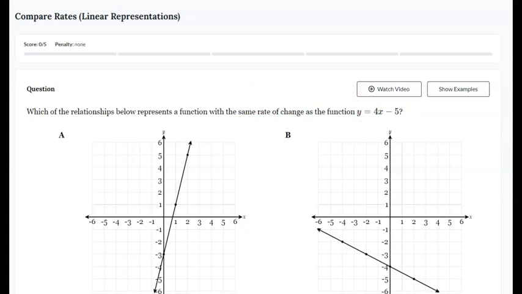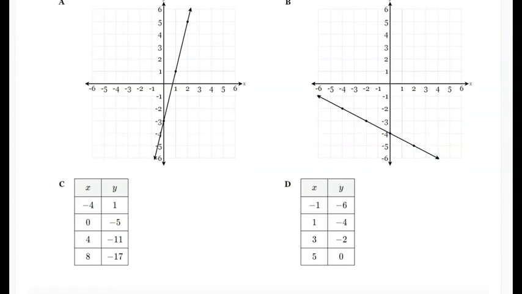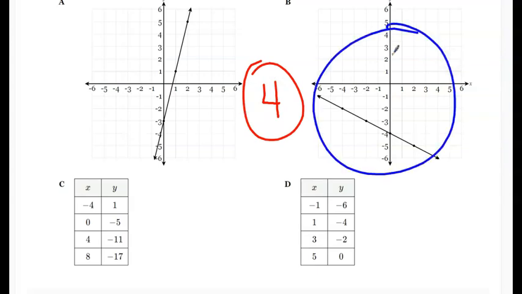Well, this equation has a rate of change of 4. So 4 is our magic number. Now we have all these different formats. We have 2 graphs and we have 2 tables. Well, I can tell you right now, by looking at this graph, which is going downhill, that its rate is going to be a negative number. So it definitely is not the same as +4.